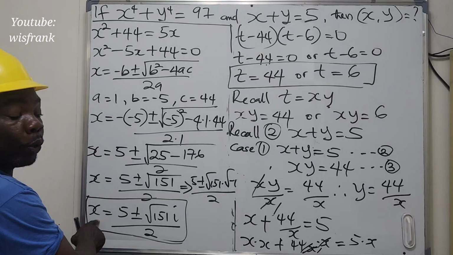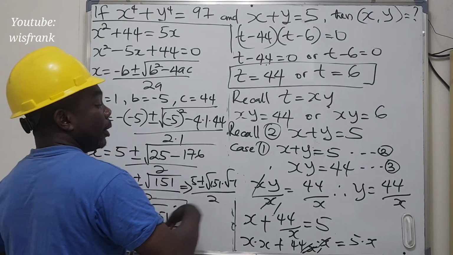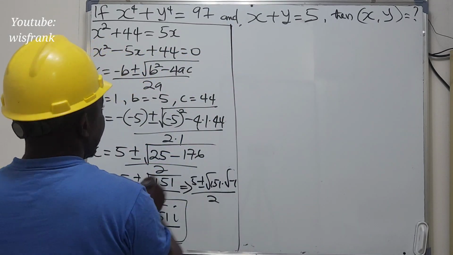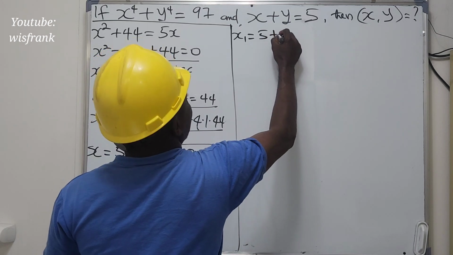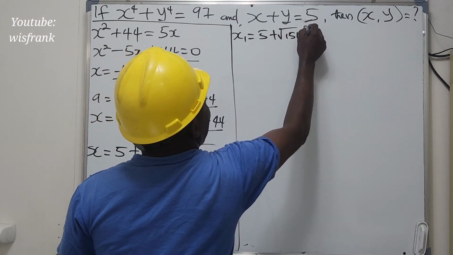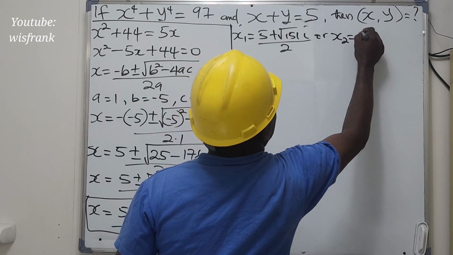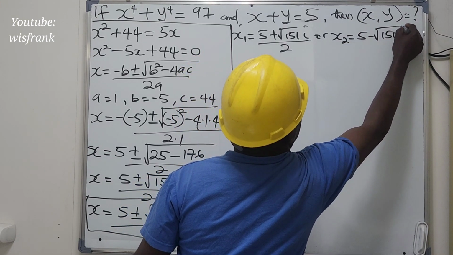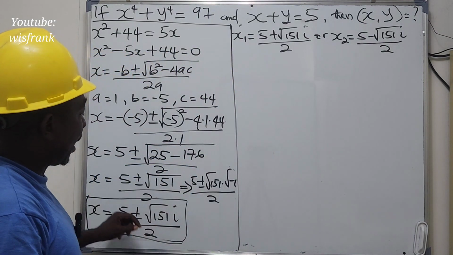And from here, we have two solutions from this value of x. So we are going to interpret this. Before we do that, we need to clean this. So our value of x, which is x1, will be equal to 5 plus root 151 i, all over 2. Or we have x2 as 5 minus root 151 i, all over 2. So these are the two values of x that we have.